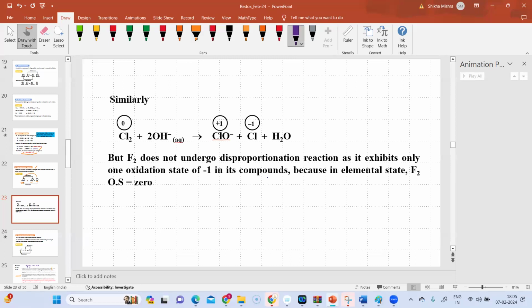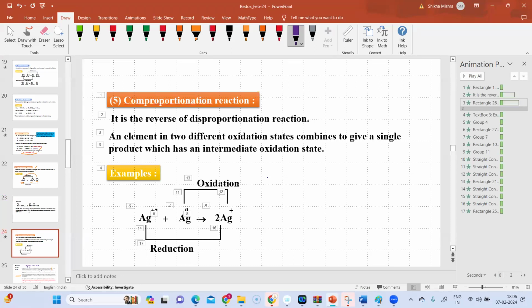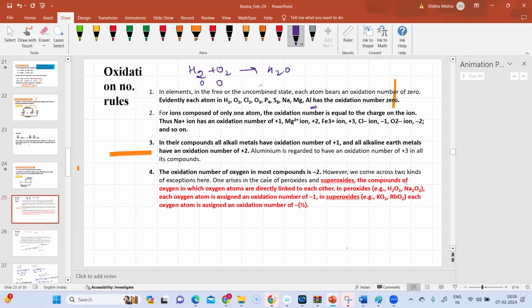And the last point on the screen says that for this reaction, fluorine compounds will never undergo a disproportionation reaction. Why? Because fluorine shows only minus oxidation state, right? It can never show us a positive oxidation state, because again, it is the element having the highest electronegativity, right? Then we will not be talking about these reactions because they are not a part of the CBSE syllabus.